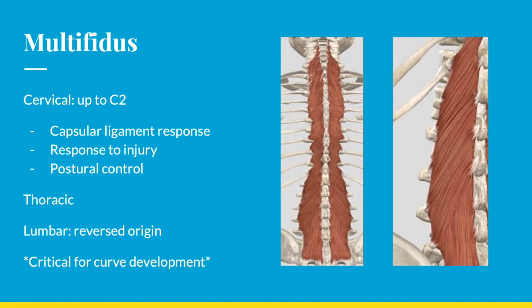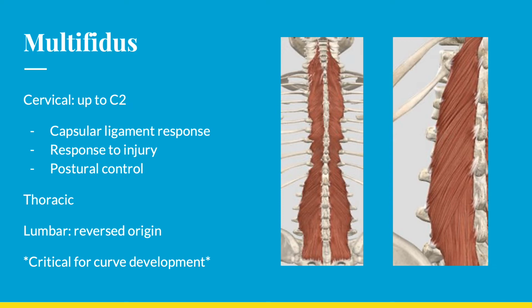Know, again, that the lumbar region has that reverse origin as part of that limb lumborum. And then in the cervical spine, know that it's not really a prime mover. It's going to be more of a postural controller. There's going to be a lot of proprioceptive fibers, so that's going to be in that capsular ligament.